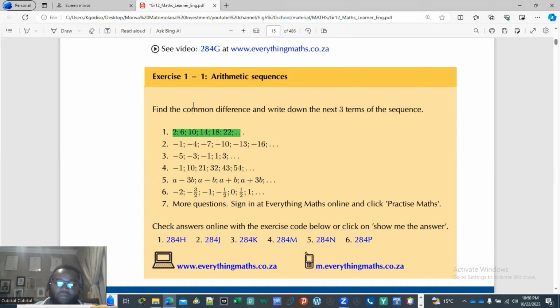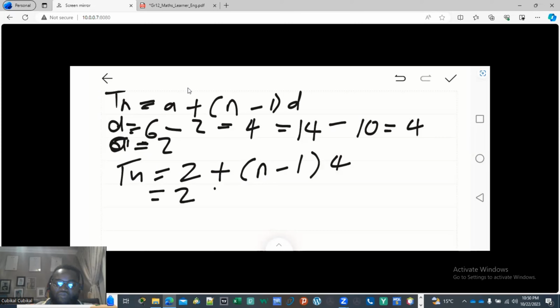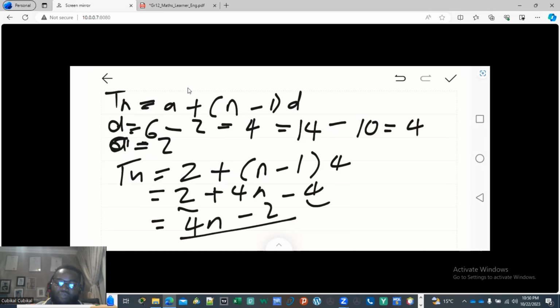And when you're working it out, you'll find that now we can substitute back: Tn is equal to 2 plus n minus 1 multiplied by 4. And when you work this out, you're having 2 plus 4n minus 4. And then when you simplify this, you're going to have 4n minus 2.